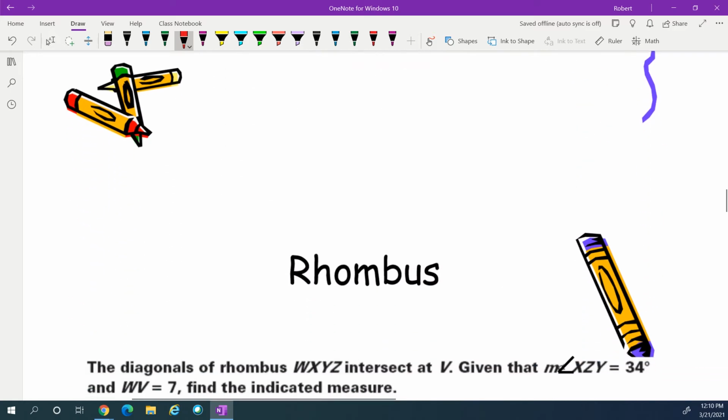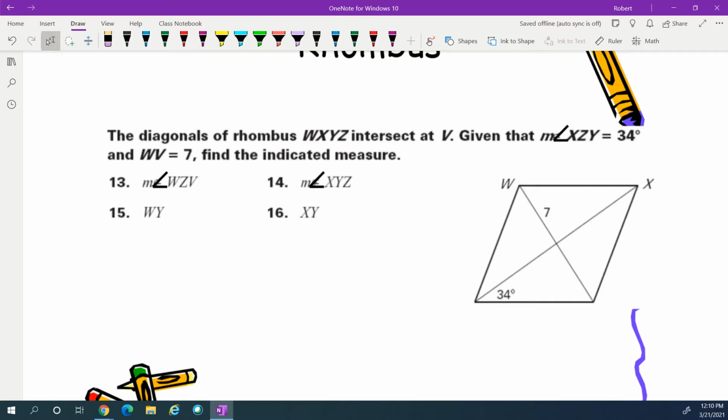All right. So let's look at a rhombus example. Here we have a rhombus drawn in WXYZ that the diagonals intersect at V. So we should probably add point V into the picture. We are given angle XZY is 34. Now, we notice that those letters are missing, so we have to fill some things in here. It's called XZY. So XZ is at the vertex, and then the only other place to put Y is at the bottom right. So we have to fill in information based on our knowledge of how angles get named. WV is 7, and we're asked to find some different measurements.